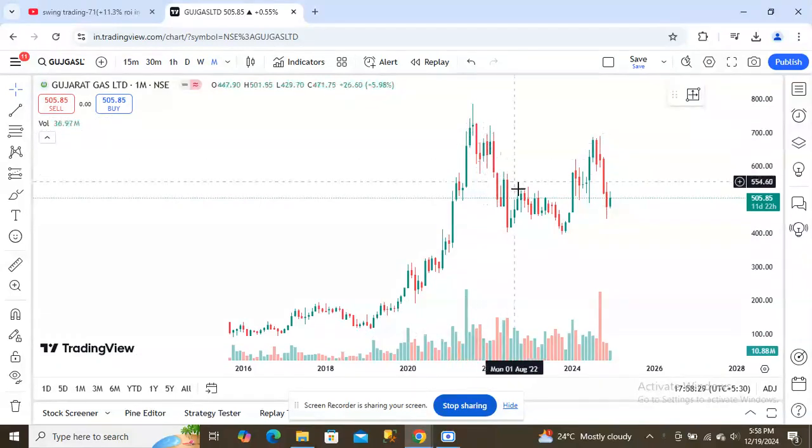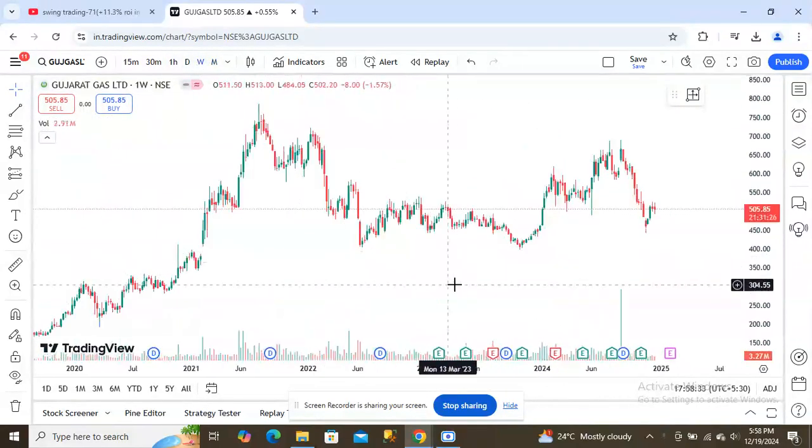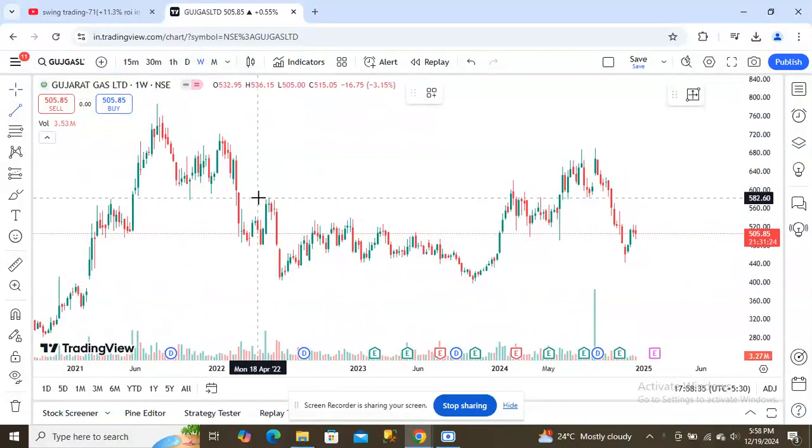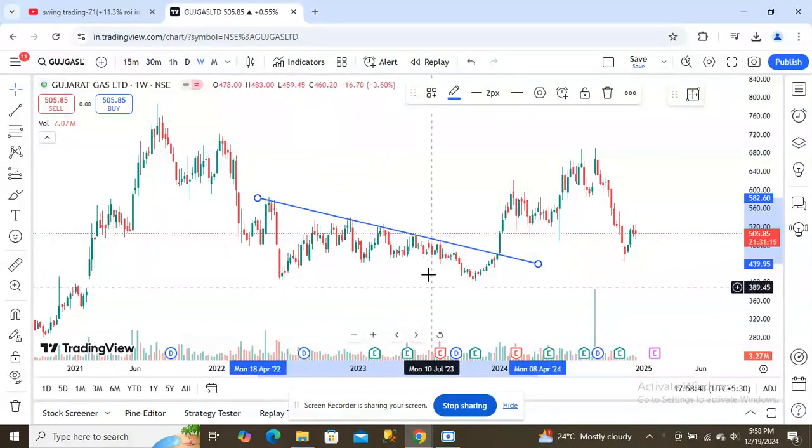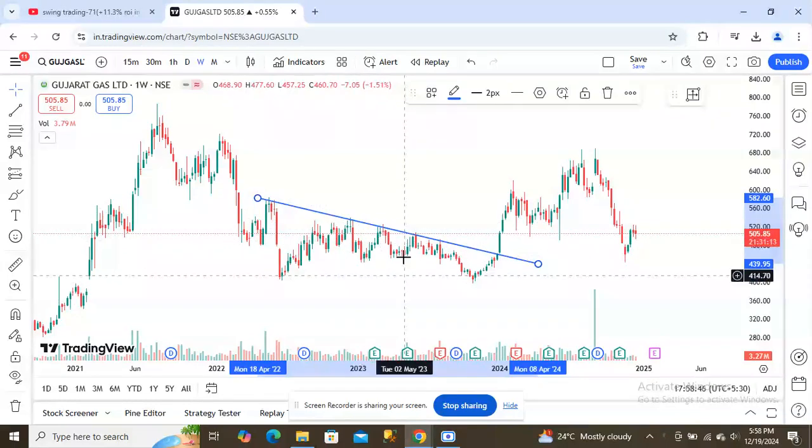This is the all-time high. It has fallen from the all-time high. Let us go to the weekly. From the all-time high breakout of this triangle pattern, it had moved humongously. The reason being, this is the consolidation and accumulation period. This is where the accumulation happened.